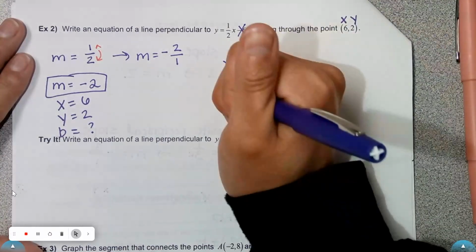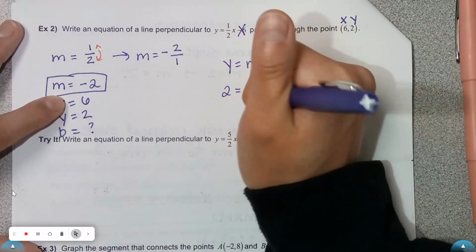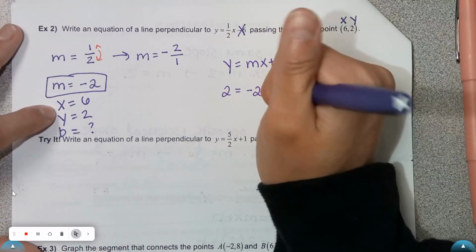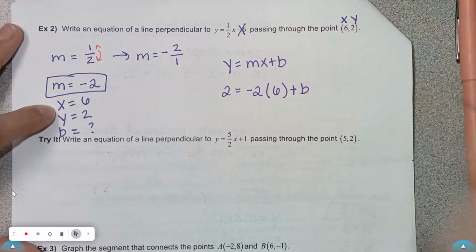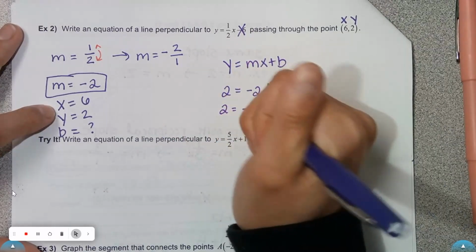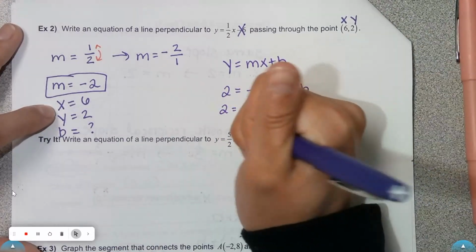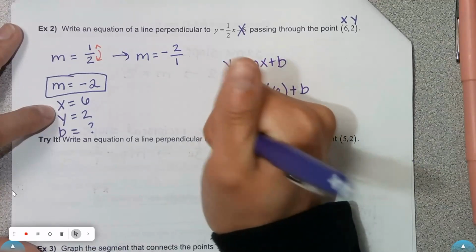So instead of y, I'm going to plug in 2. Instead of m, I'm going to plug in negative 2. Instead of x, I'm going to plug in 6, and then plus b. Okay, so I have 2 equals, that's negative 12 plus b. The opposite of a negative is a positive, so I'll add that to both sides.